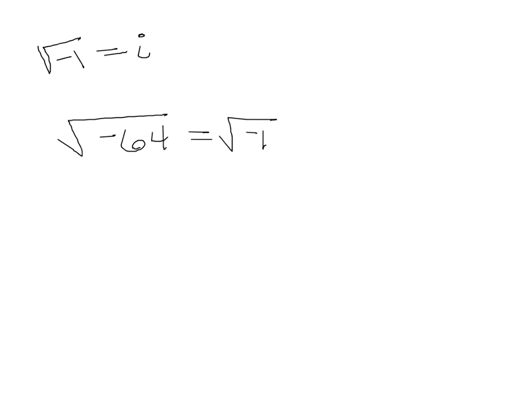Okay, we're going to work with square roots of negative numbers. So first we're going to recall that the square root of -1 is i. So when I look at something like the square root of -64, I look at it as the square root of -1 times the square root of 64. The square root of -1 is i, and then the square root of 64 is 8. So I would write it 8i.